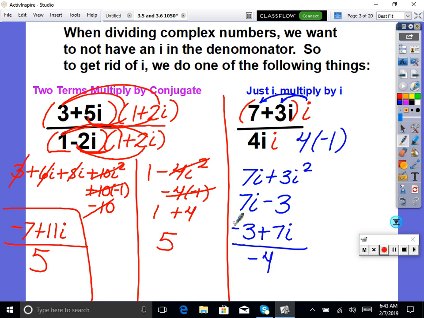Now technically, if you check your answer in the book, they're not going to leave the negative on bottom. They're going to say divide all this stuff by negative, so this is how you'd see it in the book: 3 minus 7i over 4. You see I've just taken and divided both of these by a negative. They don't like negatives in the denominator either. It's not considered simplified.